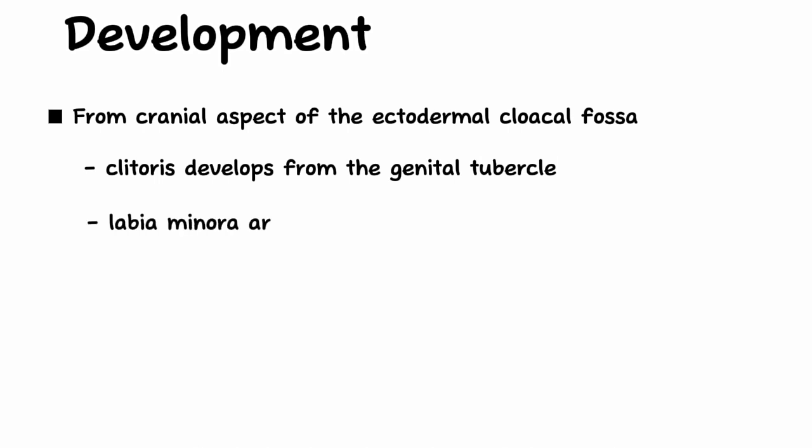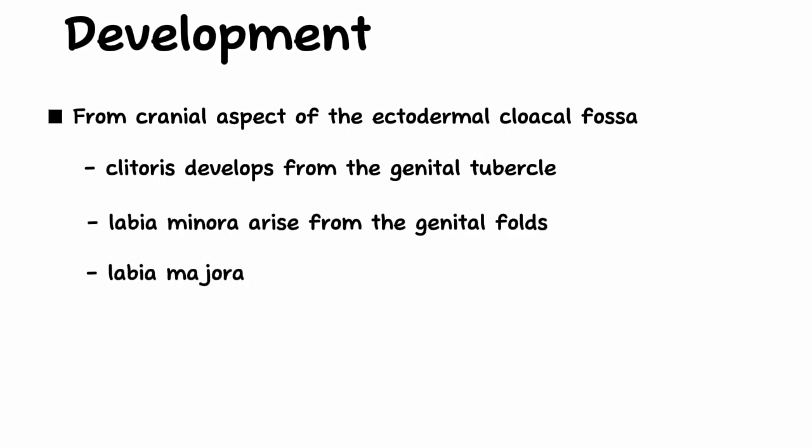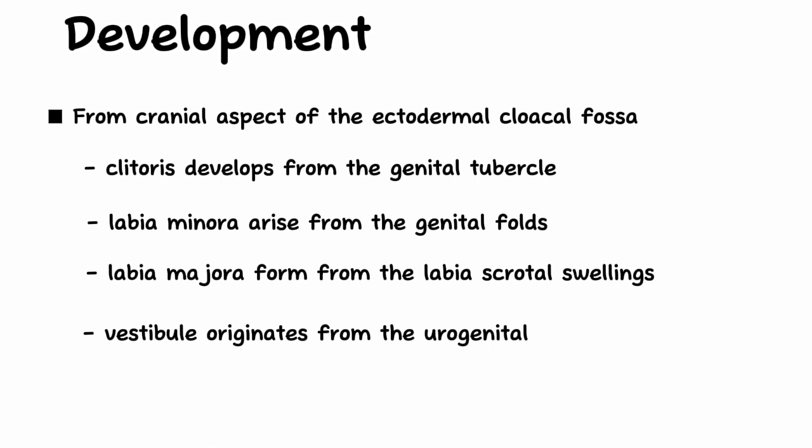The labia minora arise from the genital folds. The labia majora form from the labioscrotal swellings. The vestibule originates from the urogenital sinus. This knowledge is vital for understanding congenital anomalies and the homologous relationships with male genitalia.